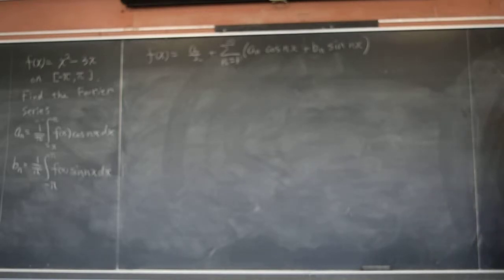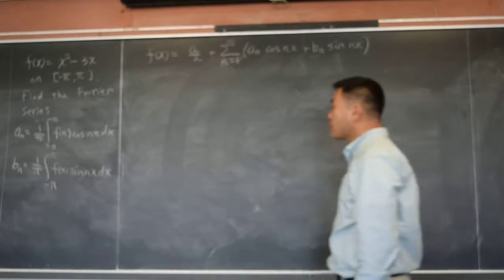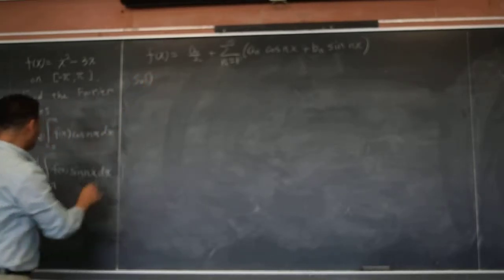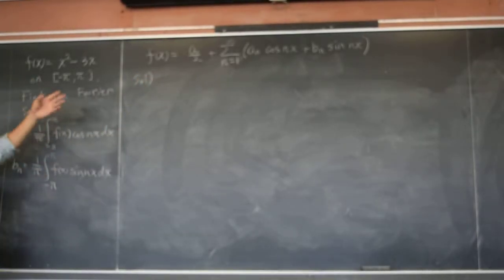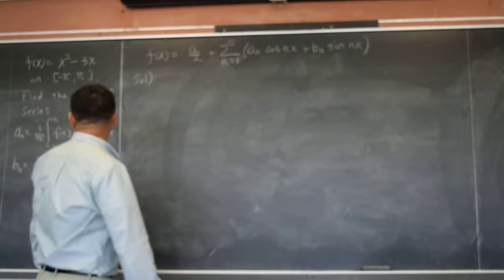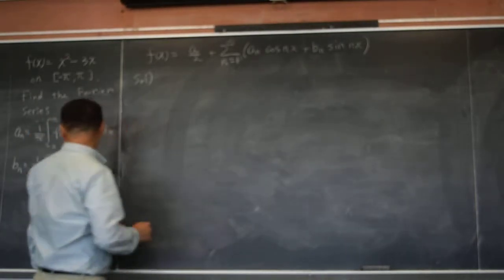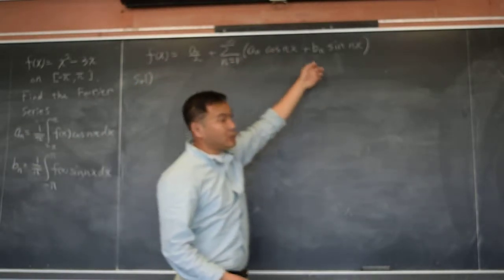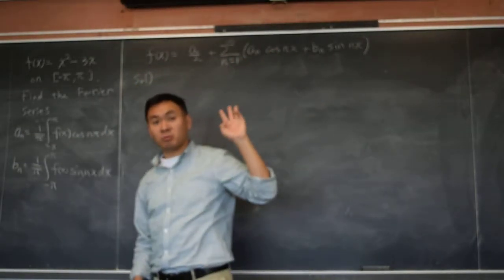All right, now let's try to actually do the computation. Solution. So these are the formulas. This is the question. Let's start with the solution. And the solution always goes by the following format. You look for a0 separately, and then an for n 1 or greater, and then bn for n 1 or greater. Okay. So you have to find a0, an, bn. You have to do 3 integrals.